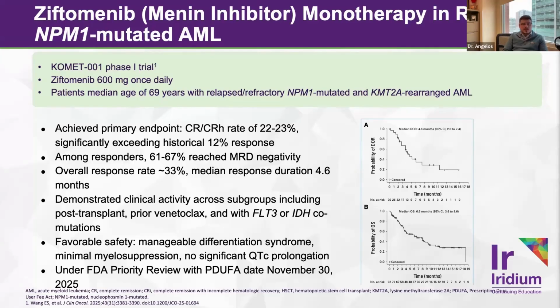These were individuals that ultimately got up to ziftomenib 600 once daily. And again, you can see here that the median duration of response, small, sorry, but it's on the order of about 4.6 months. And the median overall survival with just single agent treatment was about 6 months as well. Generally, the toxicity is quite well tolerated. Sometimes we do run into issues, again, with differentiation syndrome. About a quarter of patients that got drug on this trial had that.